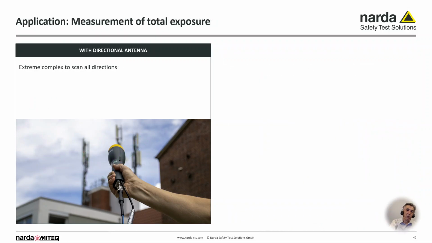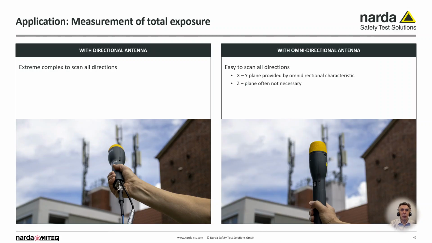This is different if you want to measure the total exposure. You are invited to measure, for example, the total exposure on the marketplace of a city of Berlin. Then you put your, let's say, omnidirectional antenna onto the tripod and measure, for example, 6 minutes with max hold or whatever your measure procedure is telling you. And then the omnidirectional antenna is really the best solution, okay?